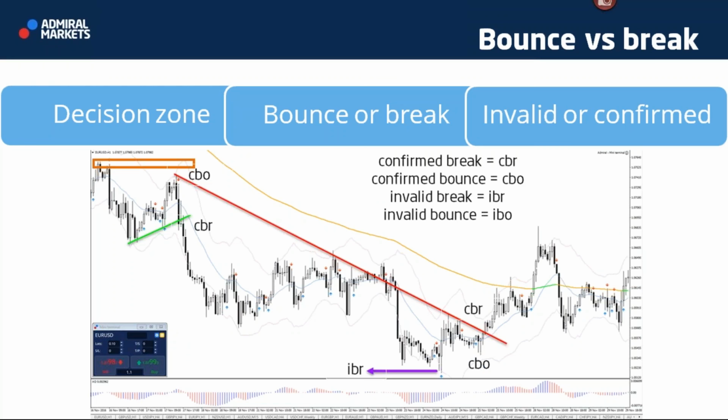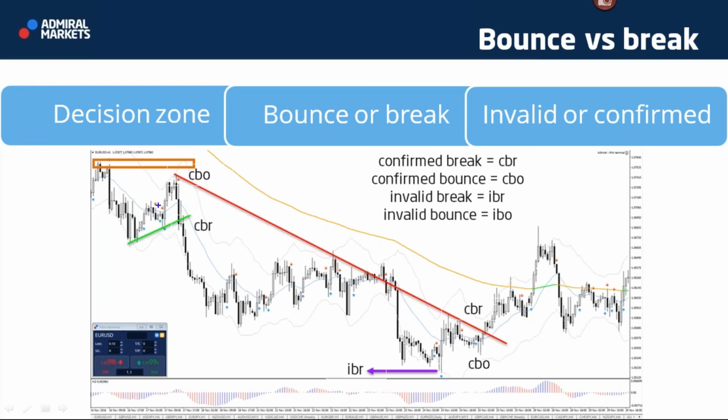So each and every decision zone would have a bounce or break potential. Each particular indicator could also have that in itself. And depending on the analysis, I would look for one, two, or both. Each of them has an invalidation or confirmation level that depends on the market structure and the indicator that is used.